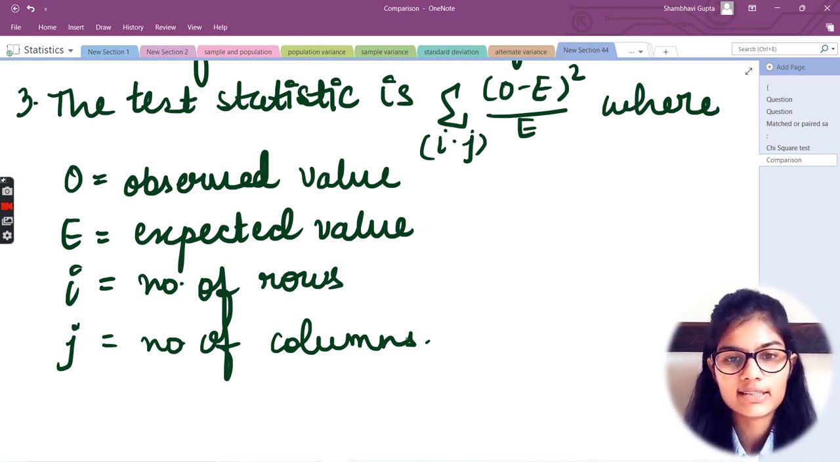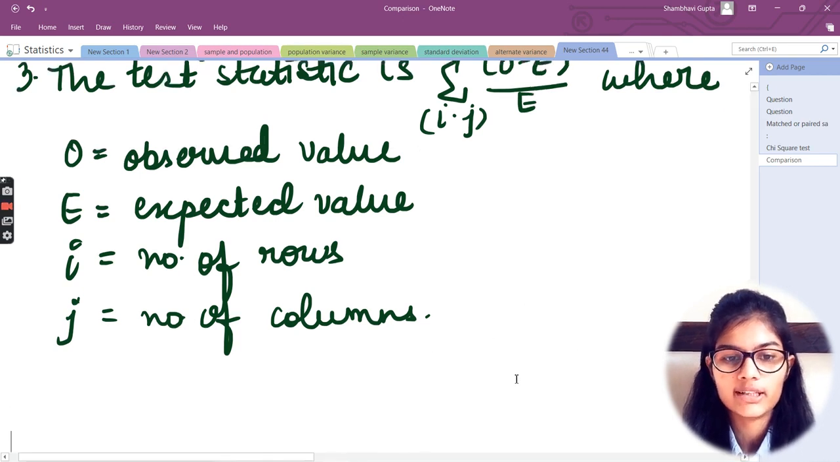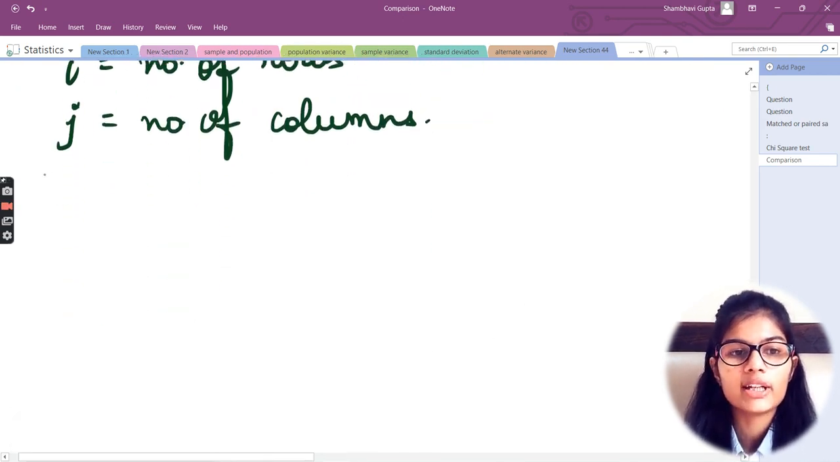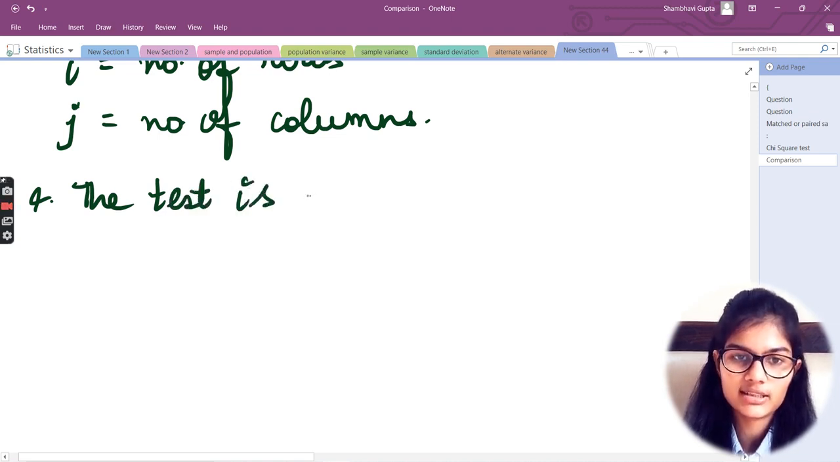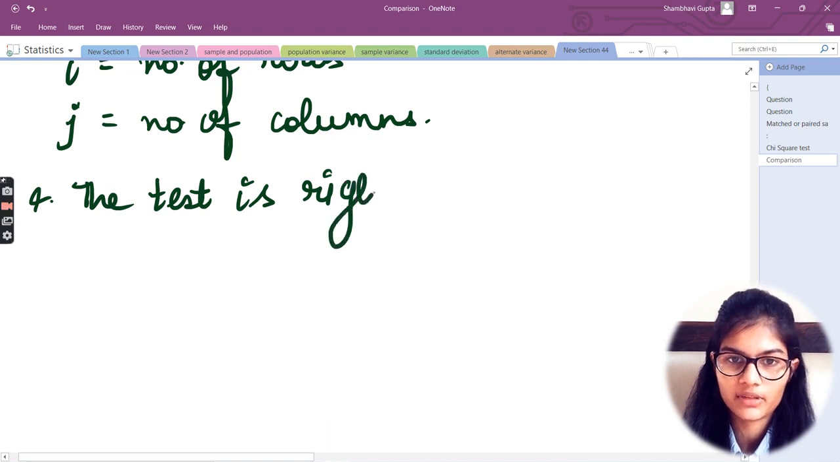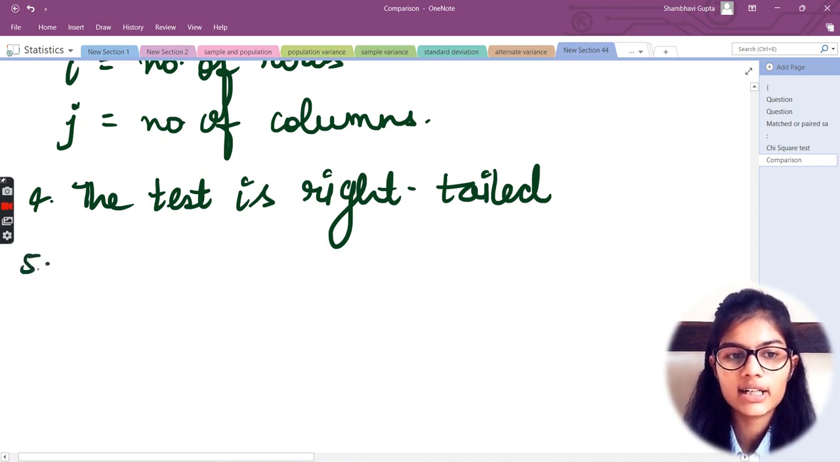Now the next thing, it's the fourth point. This particular test that we are seeing, the test of independence, is right tailed.